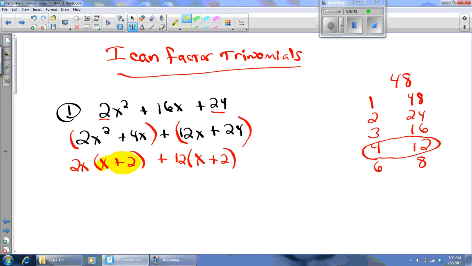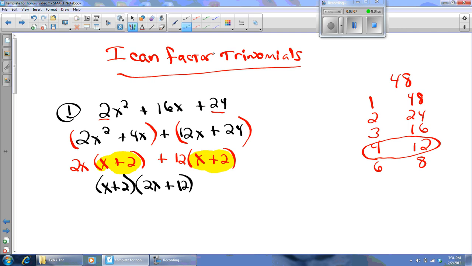And there's that x plus 2 common to both groups. See it right there? It's a common factor. And so what I'm going to do is pull that x plus 2 out, and that'll leave me with a 2x plus a 12. Now, it would normally be done, except I noticed something about 2x plus 12. There's another GCF hiding in there.